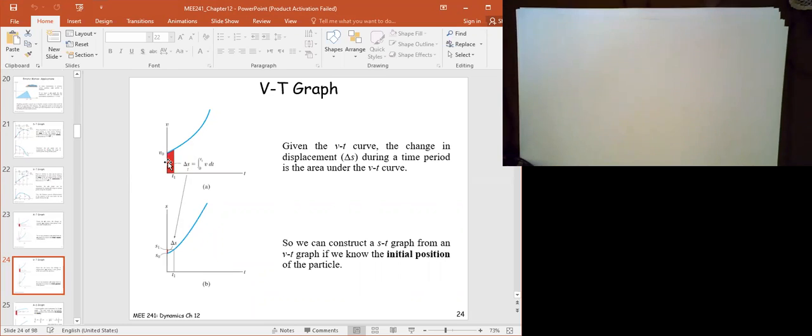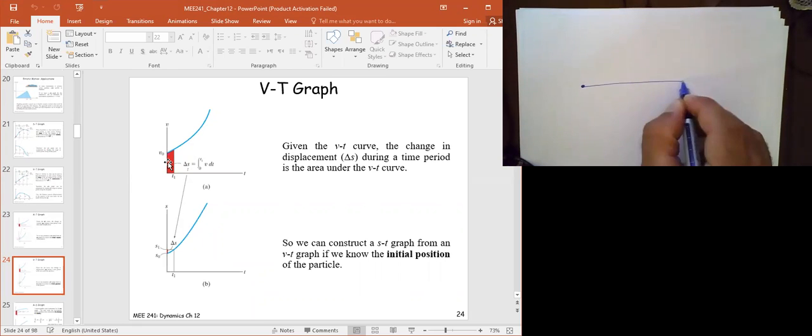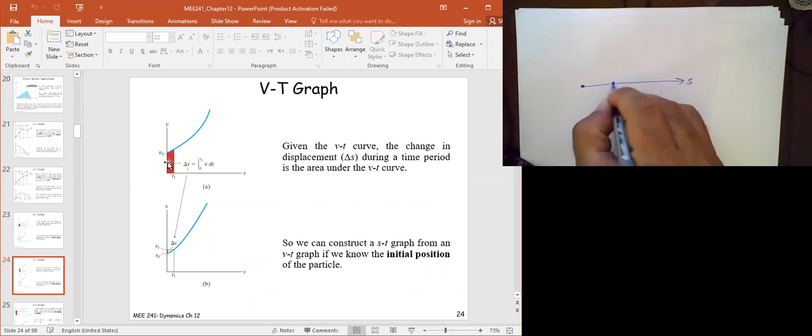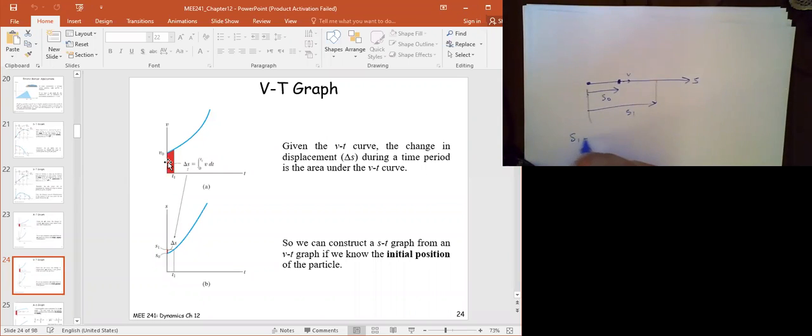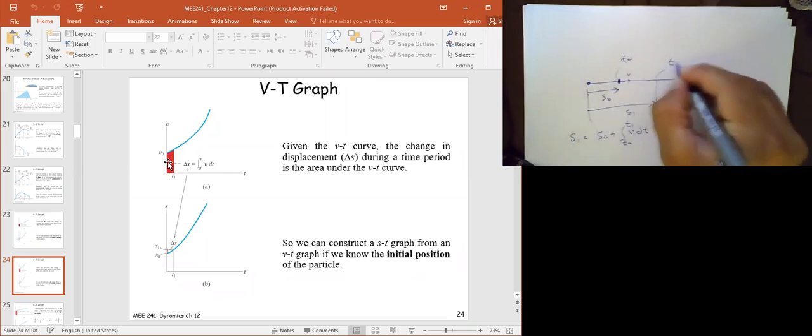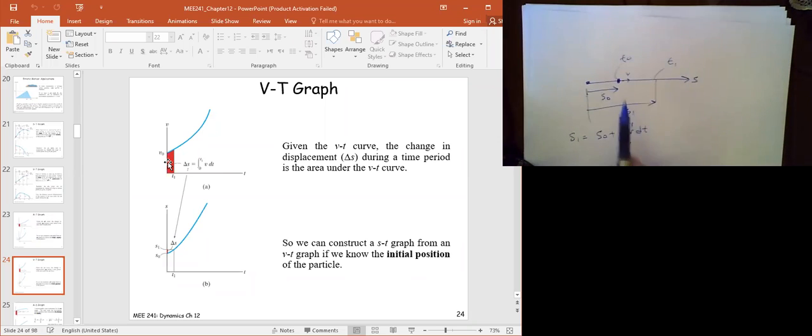Maybe I can even try to illustrate that even more. Let's say this is your S axis, right? And you have an object that was initially at this value, S0, and now this object is beginning to have some velocity. If I want to find its position at time t1, then S1 is going to be equal to S0 plus the integral of v dt from t0 to t1, where t0 is here and t1 is here. So you always add your initial position where the velocity is being applied on an object.